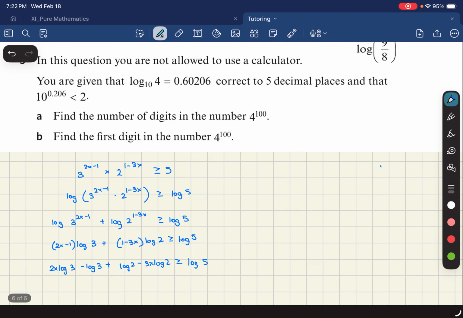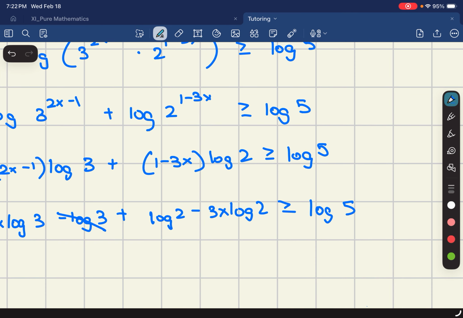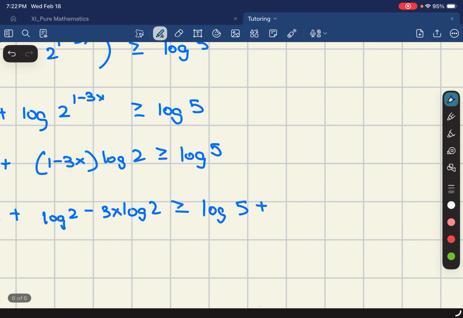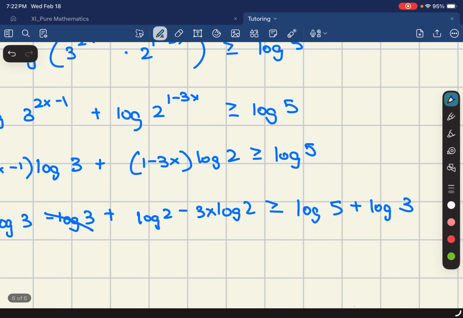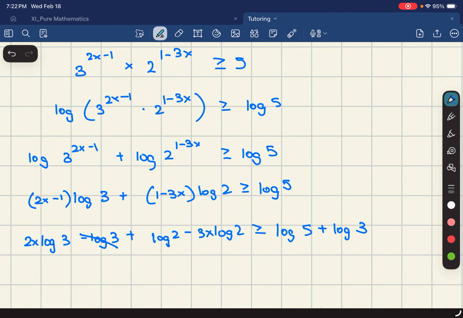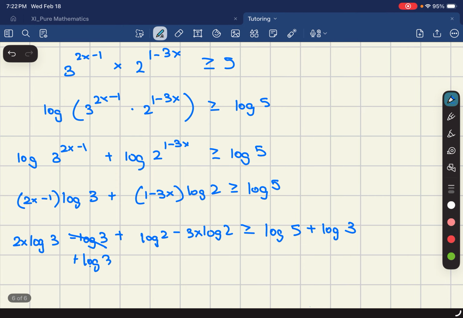Now if I add log 3 on both sides, this is going to cancel out. Or you can just send this to the other side. You have log base 3. And that is the wrong way to say, sending things to the other side, but it works. Basically, what we are doing is we are adding log base 3 on both sides. And on this side, we get log 5 plus log 3, and these cancel out.